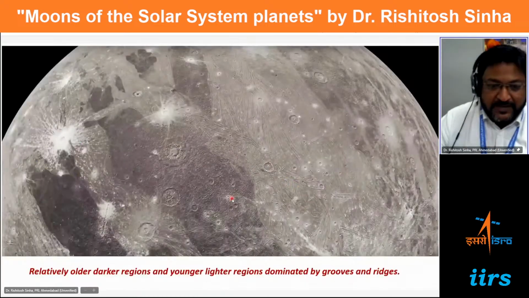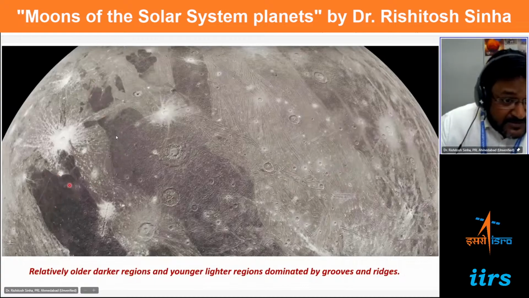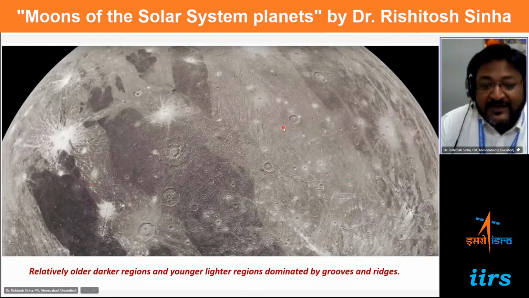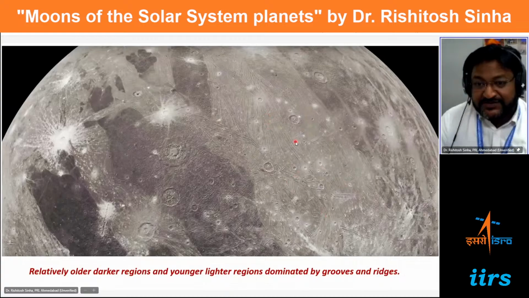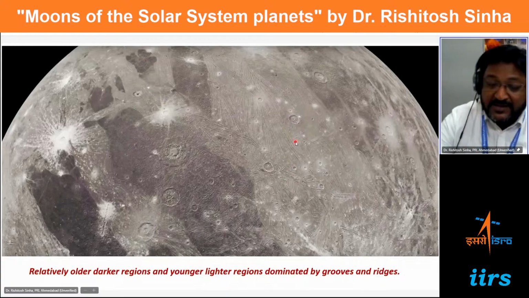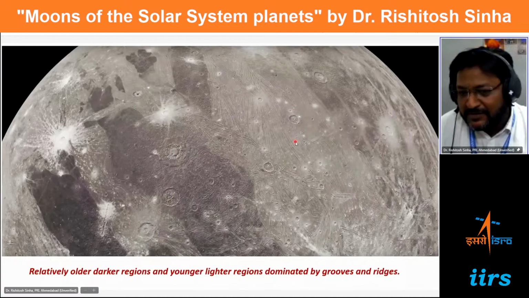Okay, but if you see, it has relatively older darker regions. The darker regions that you see are these ones, and then there are lighter regions. The darker regions are old, and larger craters are preserved in them, and the lighter regions are the younger regions, which are dominated by grooves and ridges. And these grooves and ridges are very high standing ridges. So along with an old surface, we have a young surface, and that young surface is dominated by grooves and ridges. So how come we are seeing all these features on these moons?